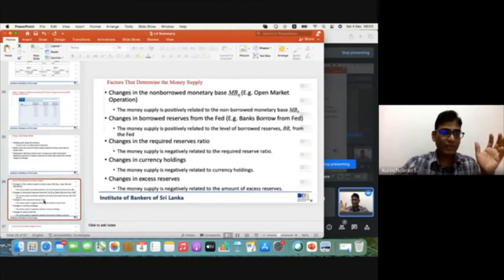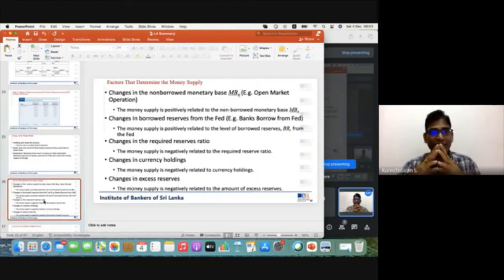Now finally, what we can see is the factors that determine the money supply. So what are the activities or variables that change the money supply? Up to now we discussed, you should be able to tell. One is changes in the non-borrowed monetary base. Through open market operations, the central bank can sell securities and get the money back, or buy securities and pump the money into the system. So the money supply changes.